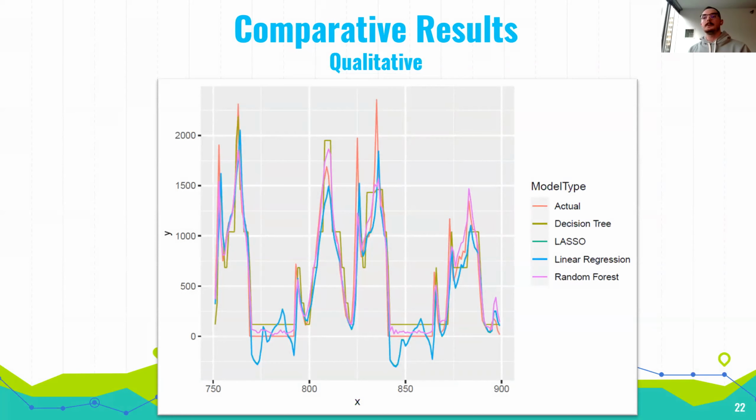And from a qualitative perspective, we also wanted to look and see how our various models and forms of regression track against the actual data. Actual is presented in pink or red, and you can see the various colors. One thing to note is that linear regression, because it's not bounded by 0, actually dips into negative territory. And this might contribute to a degree to why linear regression performed worse than some of the other models.